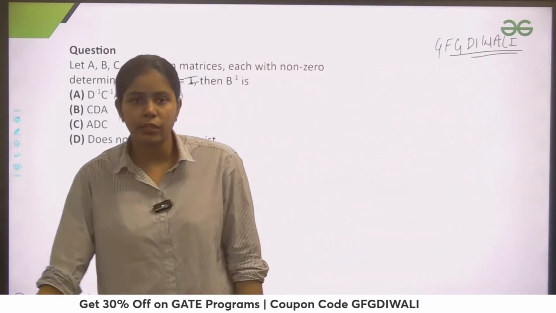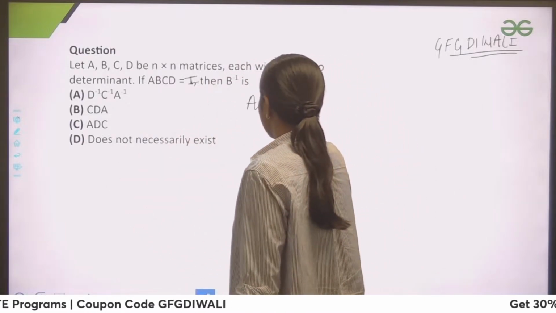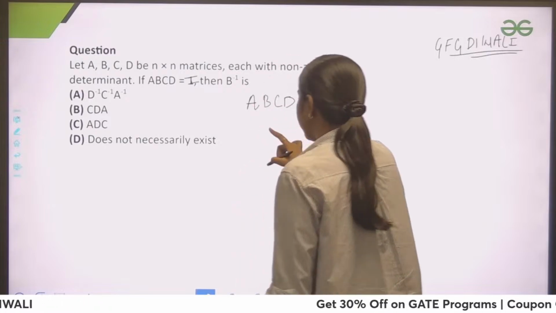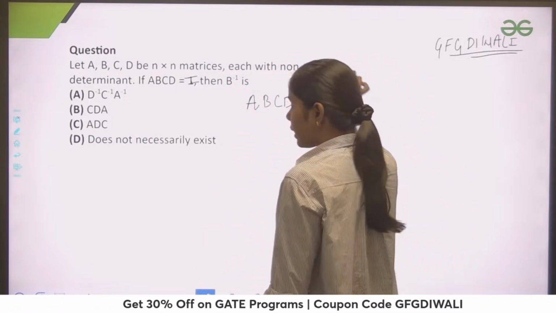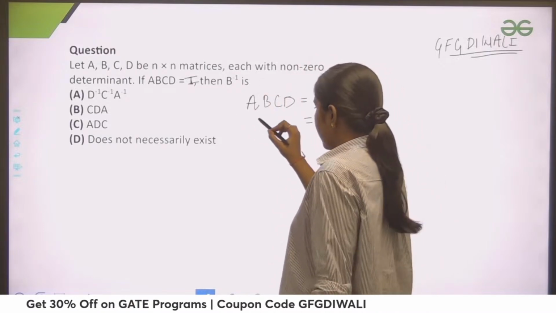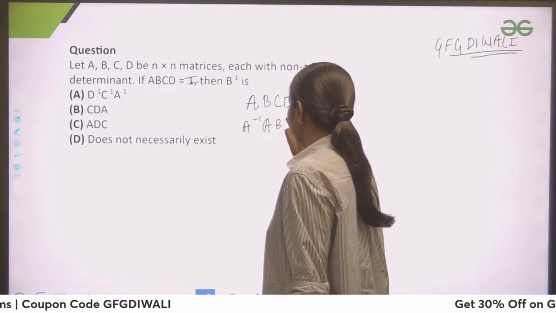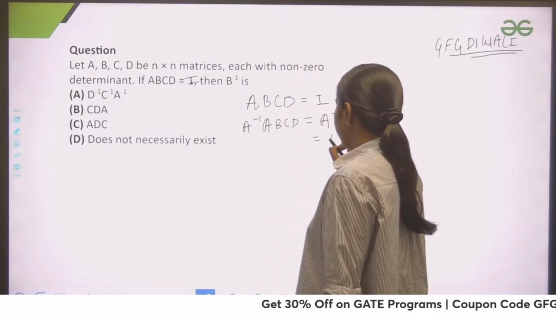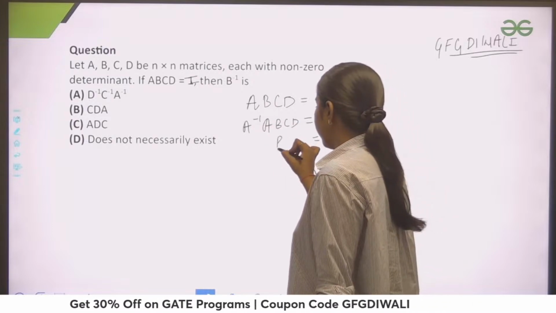Now let me know quickly what is B inverse. This is ABCD, and we are saying it is equal to identity. So what would I do? I'll take A inverse to the right hand side, because you cannot take it from the middle. So first I'll multiply A inverse on both sides. A inverse into identity would be A inverse. A inverse A is identity, and we are only left with BCD.